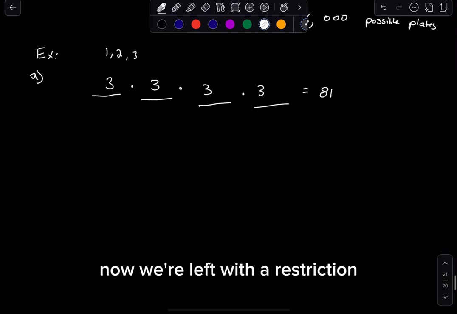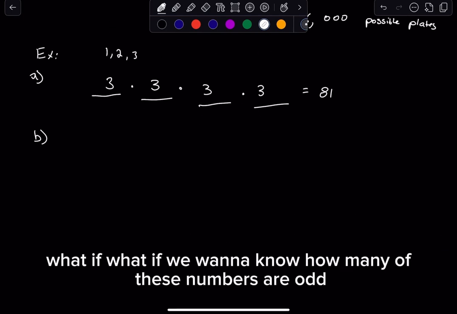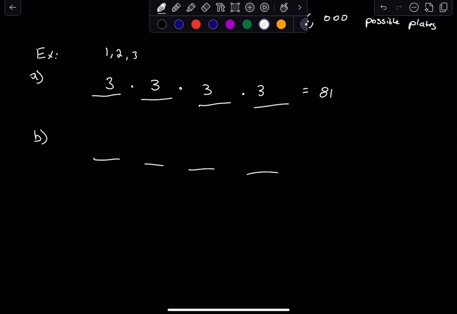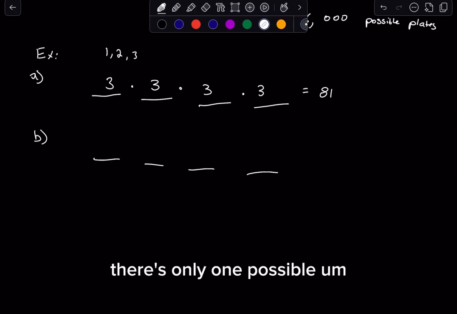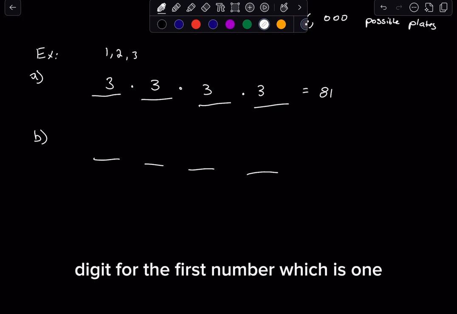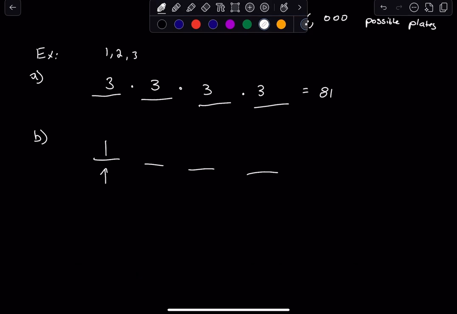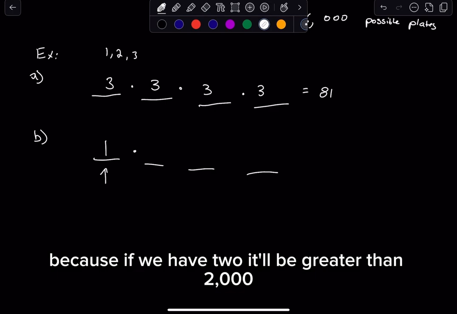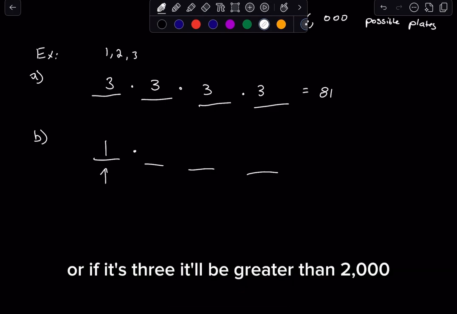Now, we're left with a restriction. What if we want to know how many of these numbers are odd and less than 2,000? Well, if it has to be less than 2,000, there's only one possible digit for the first number, which is 1. Because we can't have 2 or 3, because if we have 2, it'll be greater than 2,000, or if it's 3, it'll be greater than 2,000.